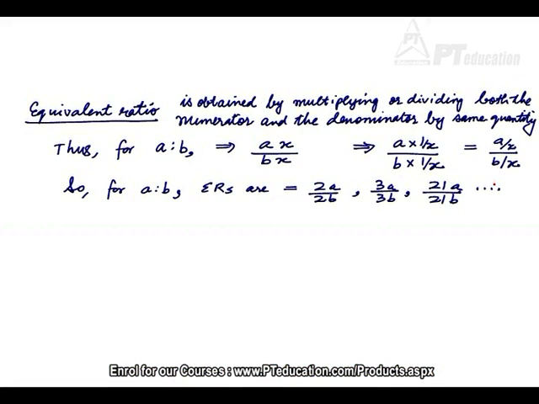Hence, they are called equivalent ratios because the numerator and denominator, the additional thing we have added, will get cancelled out. Here are some examples. Thus, for a is to b, ax upon bx is an equivalent ratio, just like a into 1 by x upon b into 1 by x are also equivalent ratios. So, for a is to b, many equivalent ratios can be 2a by 2b, 3a by 3b, 21a by 21b, and so on and so forth.